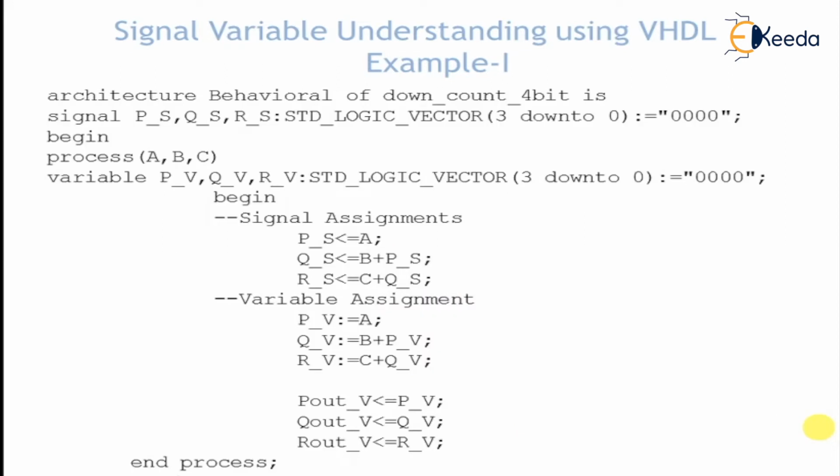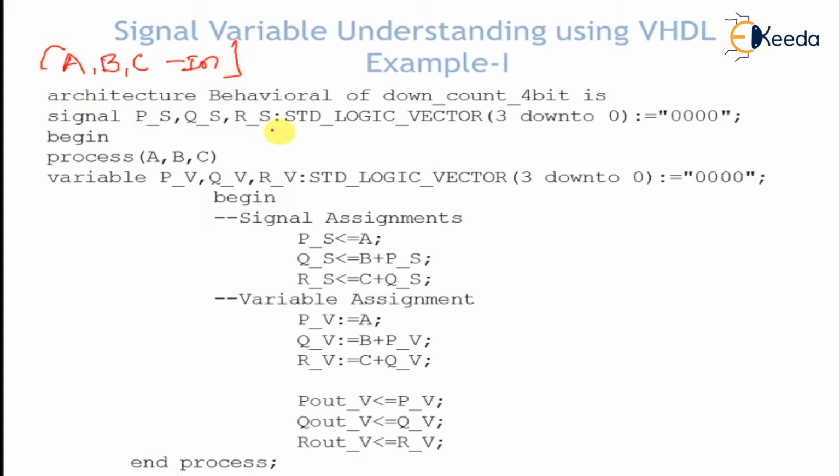We are going to write a VHDL code for this example, and we'll try to simulate it in a better way. In the entity section, I am just mentioning signals A, B, C, which are of type in. So these inputs A, B, C we are taking in the entity section.